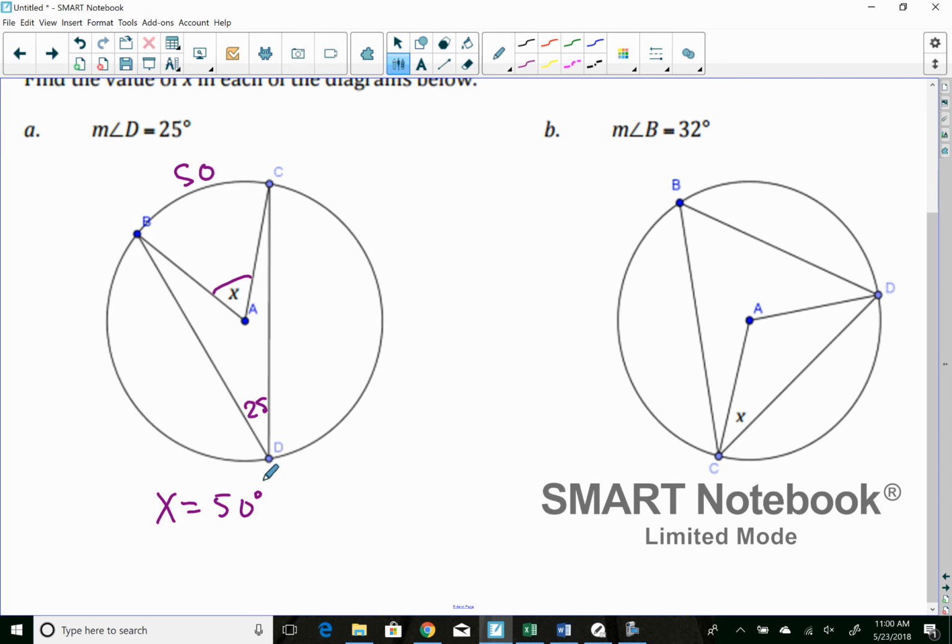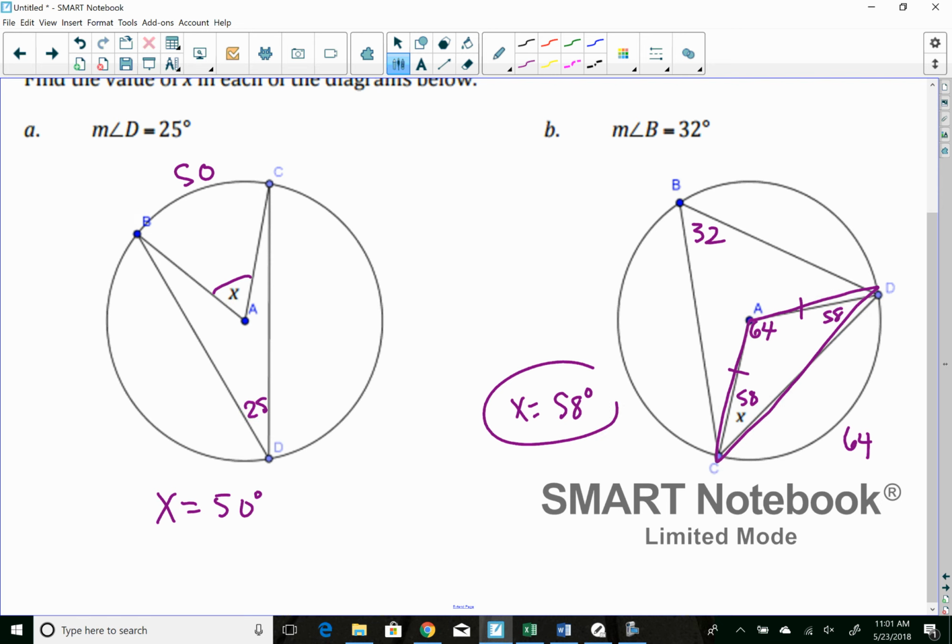For part B, they want us also to find angle X, and they start by telling us that angle B is 32. If angle B is 32, I know CD's arc is going to be 64. I know that because the arc is double the inscribed angle. I also know that angle CAD is central to that same arc, so this angle is 64. Now, the other thing that's interesting is this triangle ACD is isosceles. So if I take 180 minus 64, that gives me 116, which if I divide evenly over the two smaller angles, each one becomes 58. So for part B, X is 58 degrees.